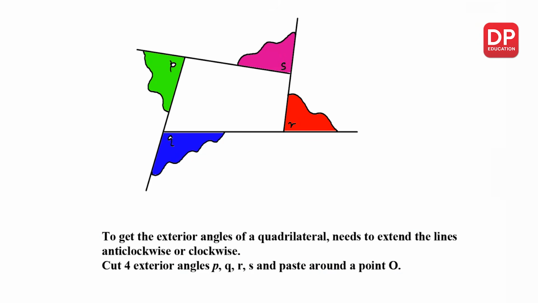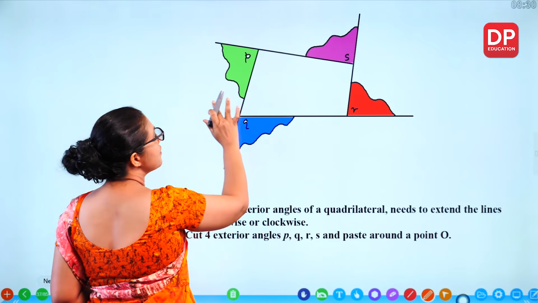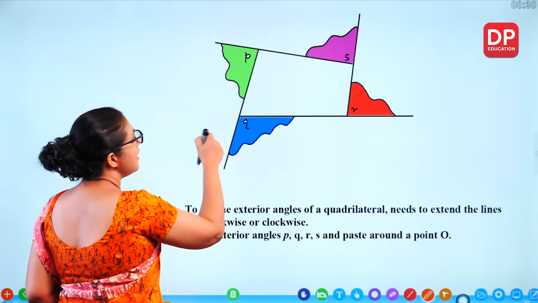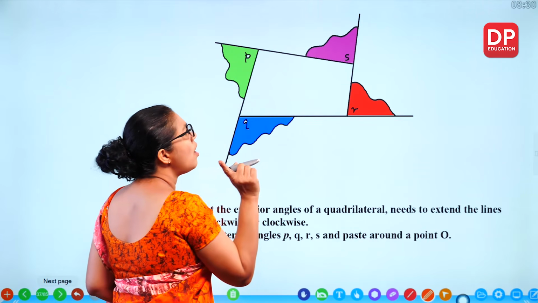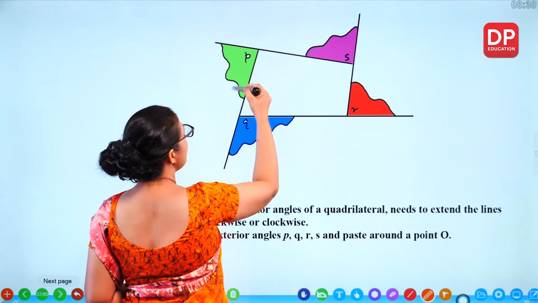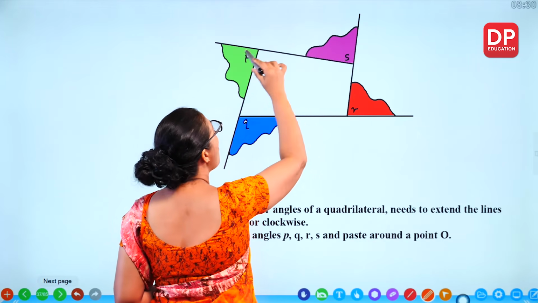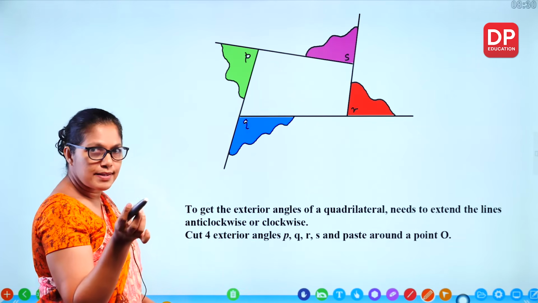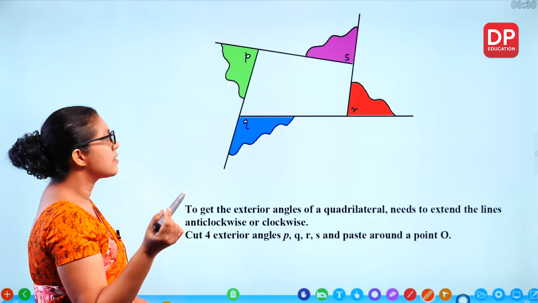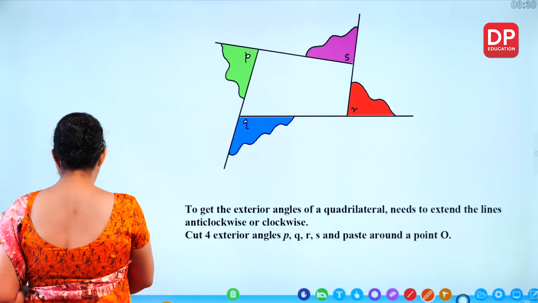Now we'll try to find out a relationship between exterior angles in a quadrilateral. So what you can do, you can draw any quadrilateral and extend the lines either clockwise or anti-clockwise and label PQRS and then cut all these 4 angles and try to paste on a point. So we'll try to do that.